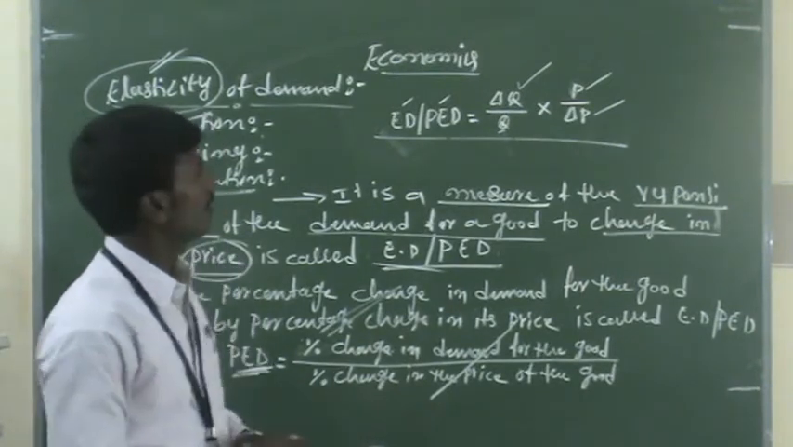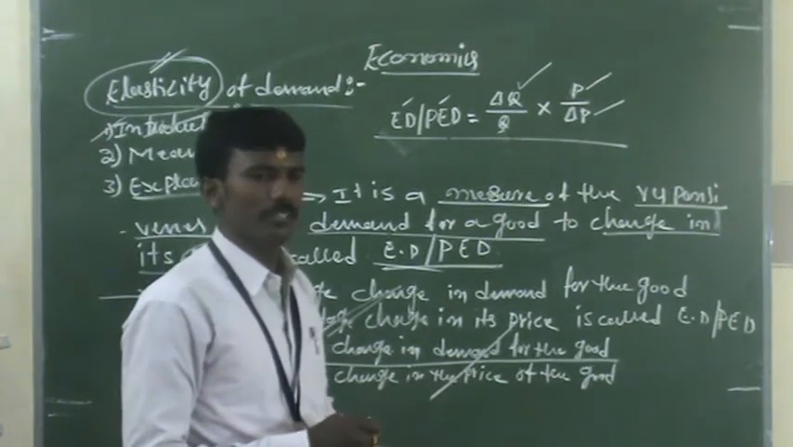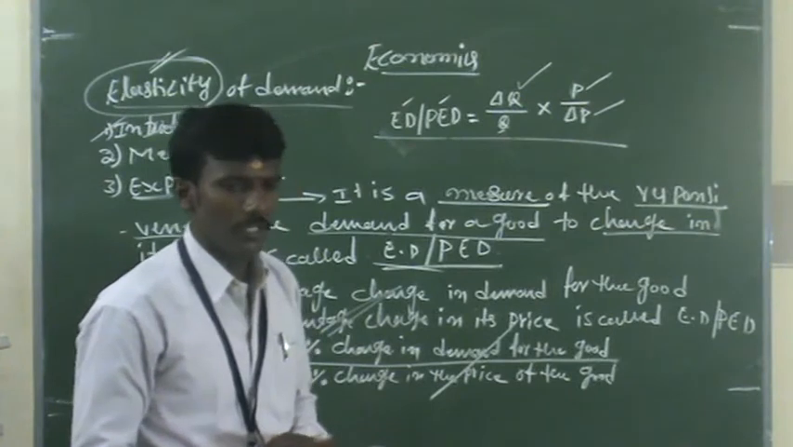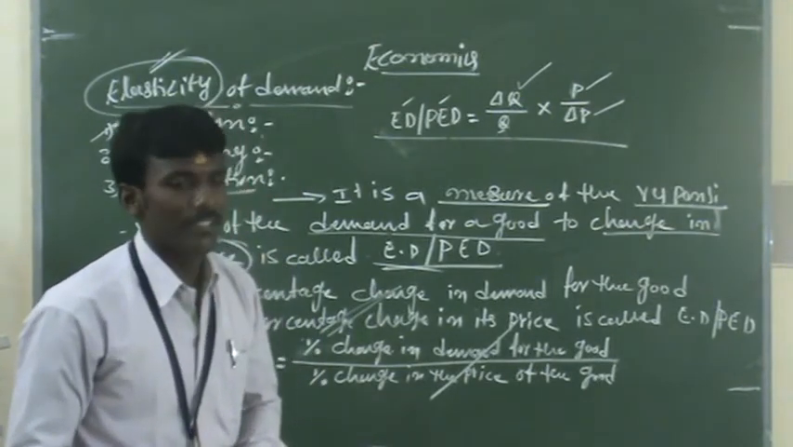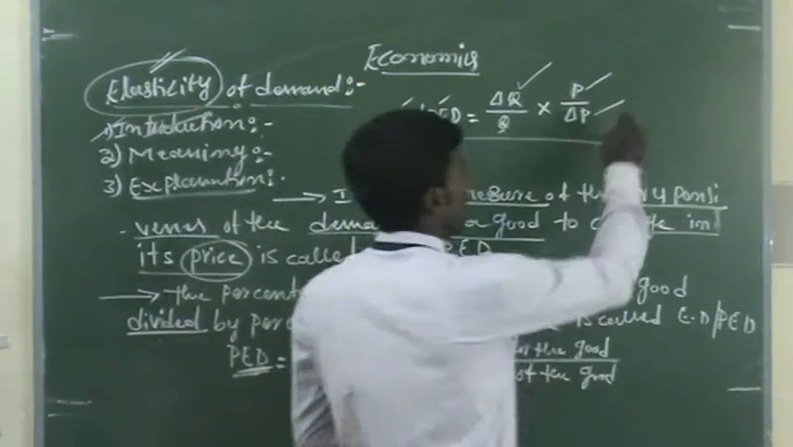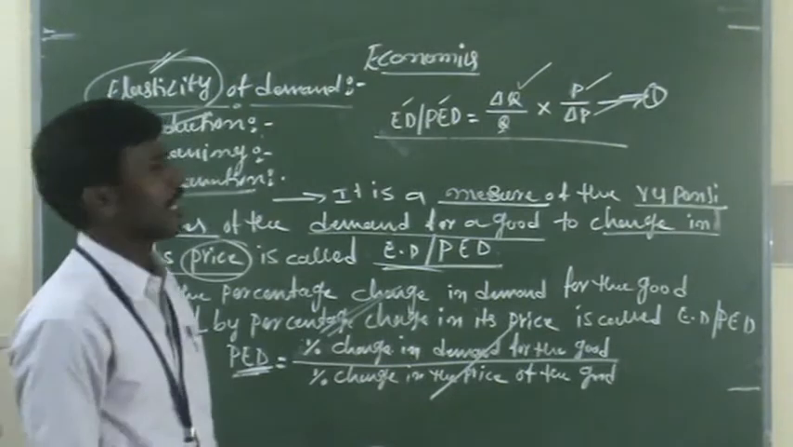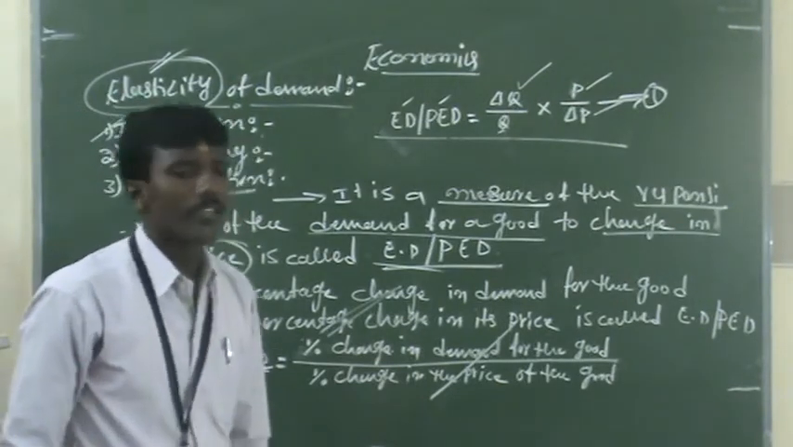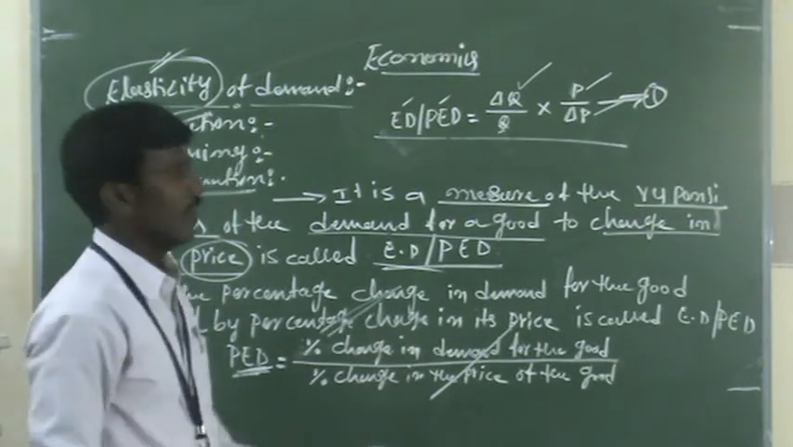So here, delta Q by Q into P divided by delta P. This is the formula for calculating PED, or price elasticity of demand. So this is the formula. It can be a 1 mark or 2 marks question. Simply, the examiner asks what do you mean by price elasticity of demand, and write its formula.